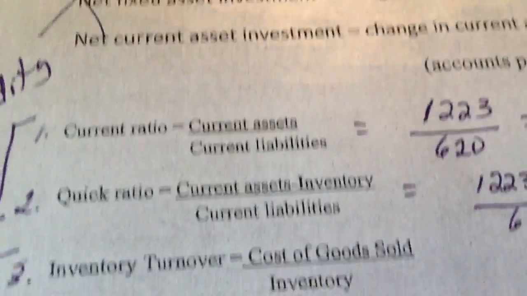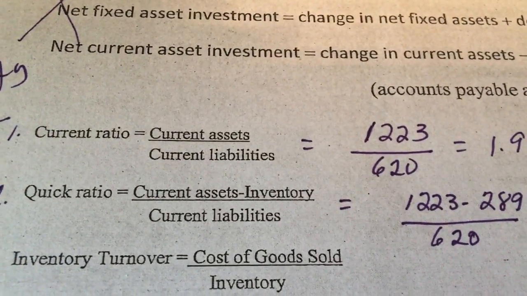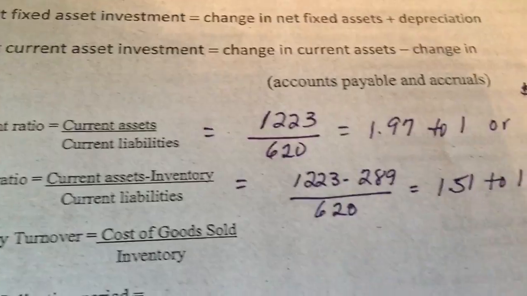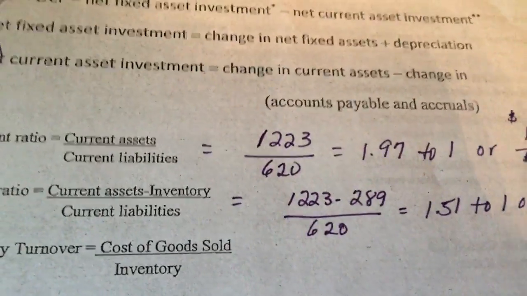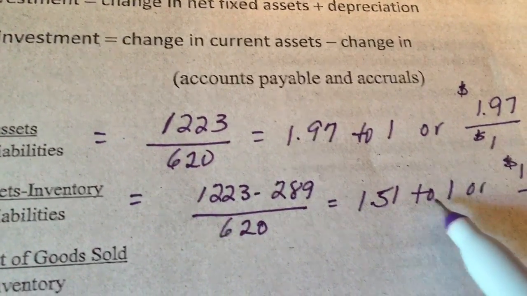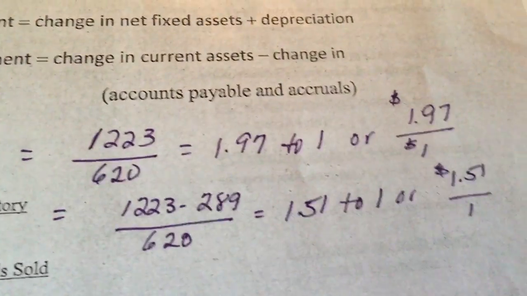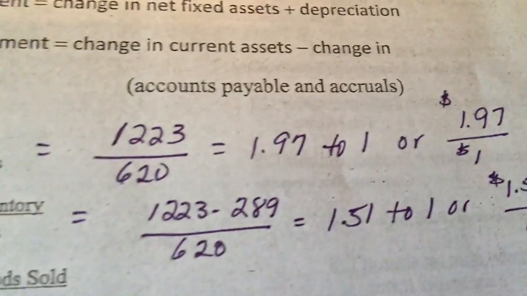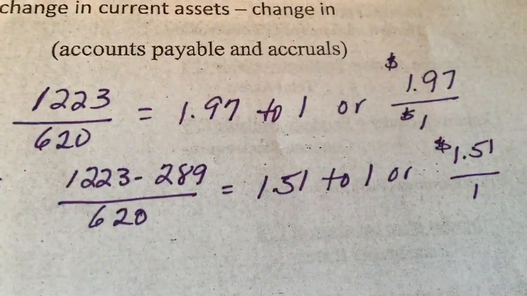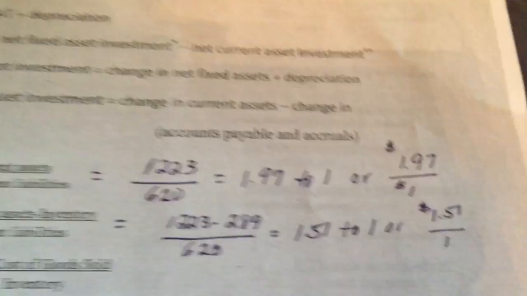Okay, the next one was the quick ratio, meaning that we pulled out our inventory. Inventory has to be sold, so it takes a bit longer. If you pull that out, it gives you a quicker measure of how quickly you can get cash. In this case, it was 1.51 to 1. That's good. That's within the range that we would want. That would also mean that for every $1.51 in very quick assets, we have $1 in quick current liabilities. So that is definitely within the range.